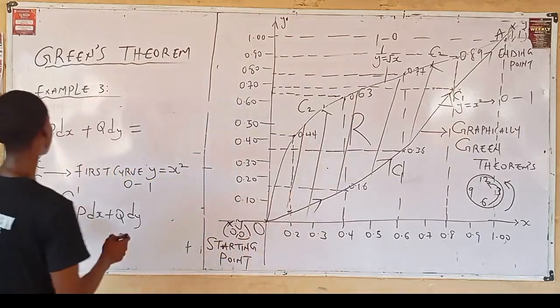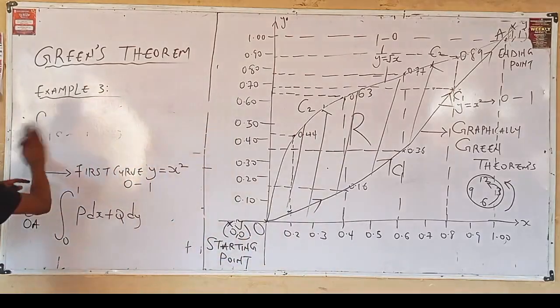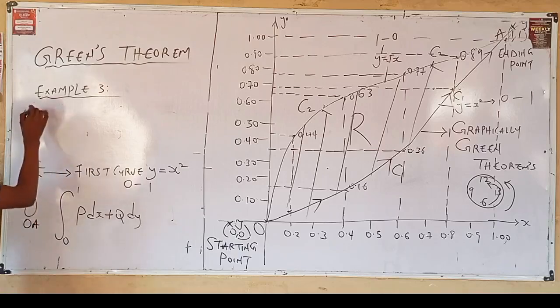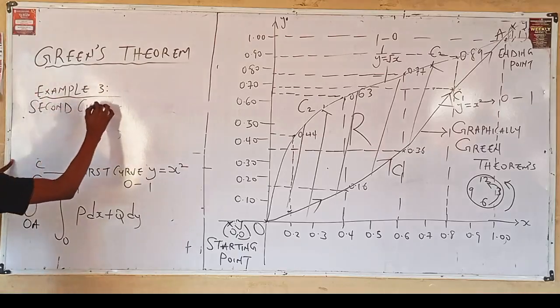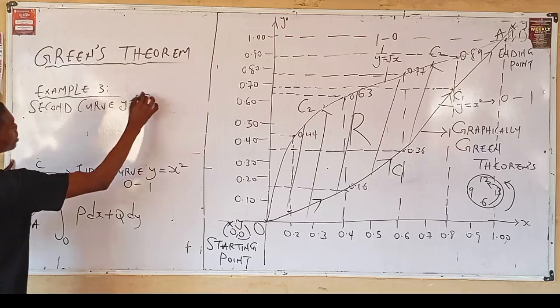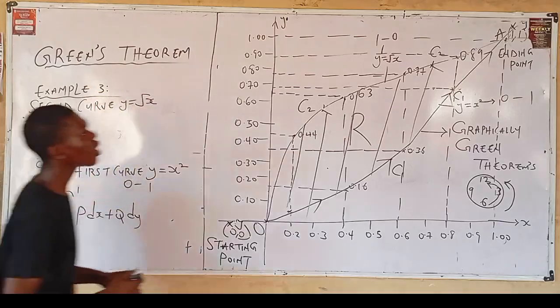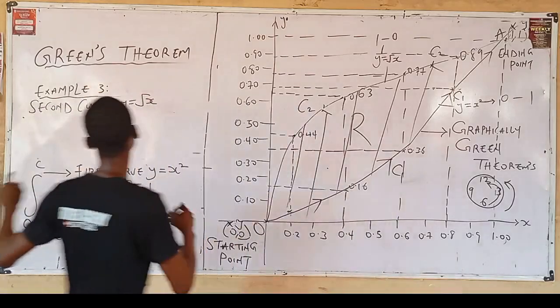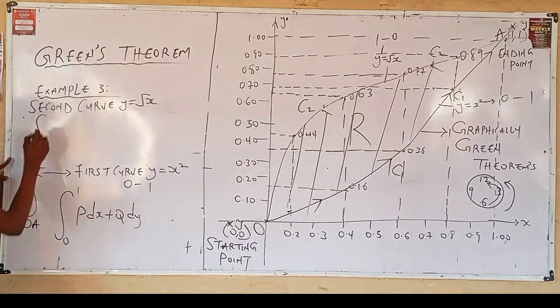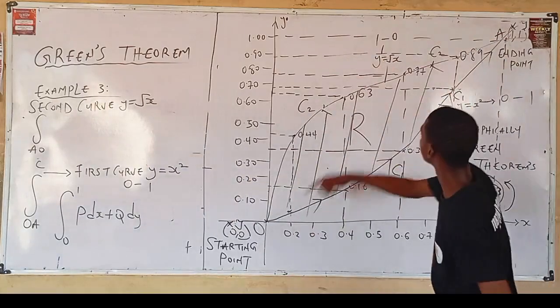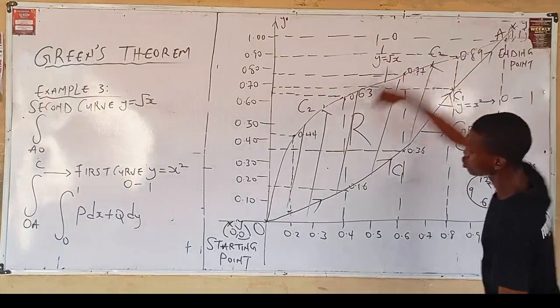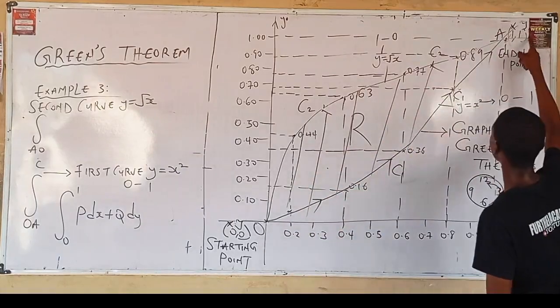All right, now for the second curve, meaning that y is equal to square root of x. In what movement is it moving? Meaning along AO. They are moving in this manner along AO. You observe that it is moving from 1 to 0, both x and y.